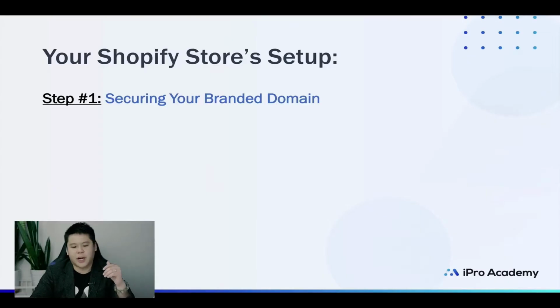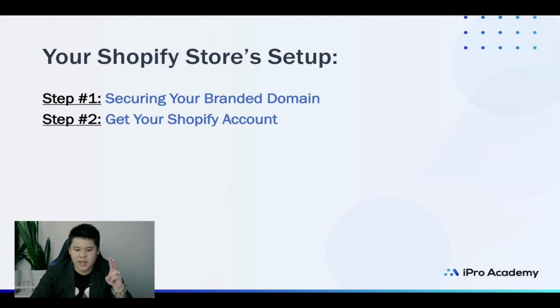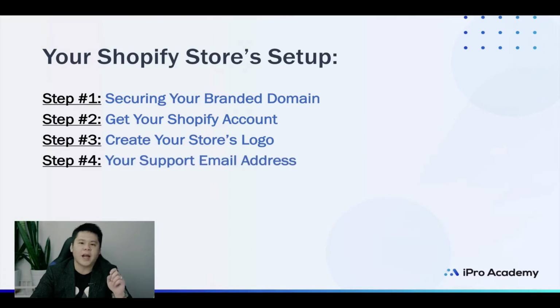Let's really dive right in. So your Shopify store setup in the beginning consists of 4 different steps. Step number 1 is securing your branded domain. Step number 2, get your Shopify accounts. Step number 3, create your store's logo. And step number 4, creating your support email address.